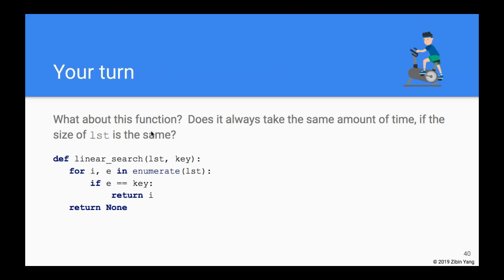Okay, what about this one? This function is a linear search function that, given a list and a key, is going to look for the key in the list, and as soon as it finds that key, it returns the index of where the item exists in the list. So what about this function? If over multiple runs it's given a different list and a different key, but all the lists have the same size, does this function always run in the same amount of time?